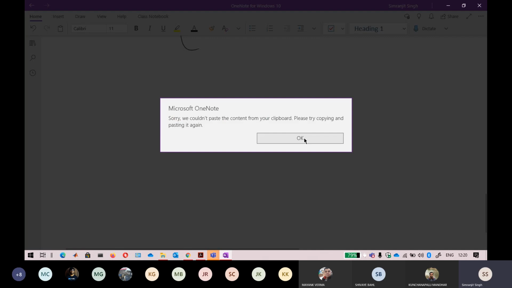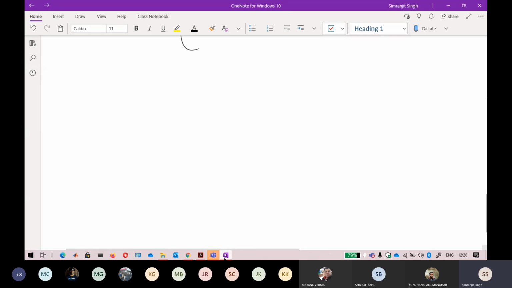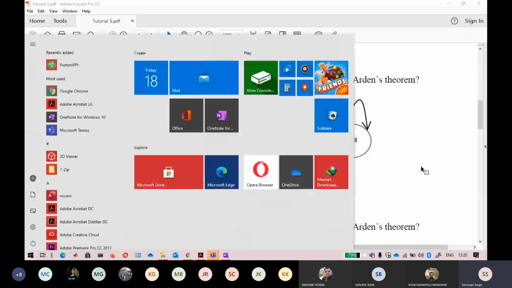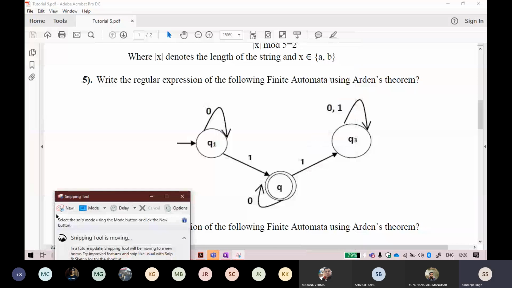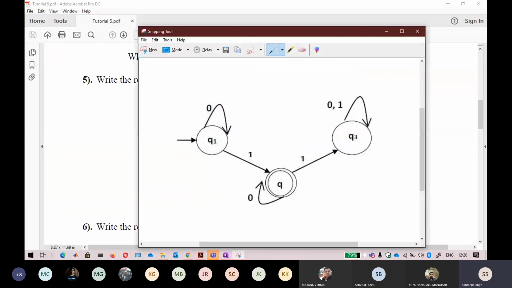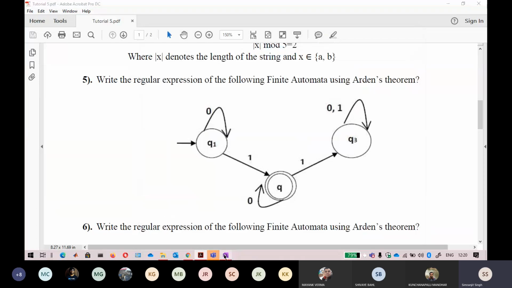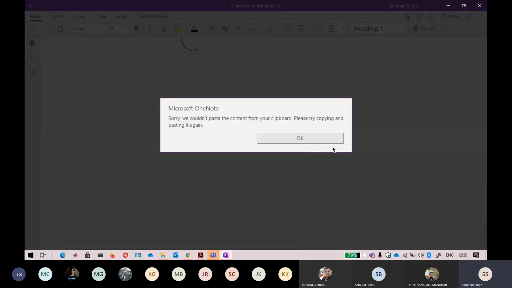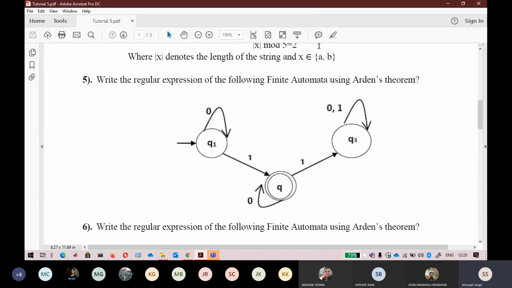Copy and pasting it again. What is the problem? Just let me see. Why is it not pasting on the screen?